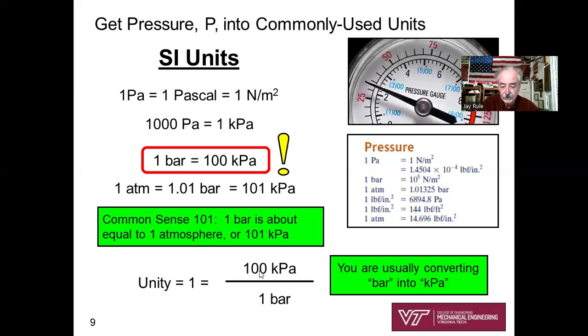Okay, so back to our conversion factor practice. Unity is 100 kPa over 1 bar. But look, in the real world, in problem solving, you're going to write down, given 3.5 bars, given pressure, that 3.5 bars is going to be 350 kPa.